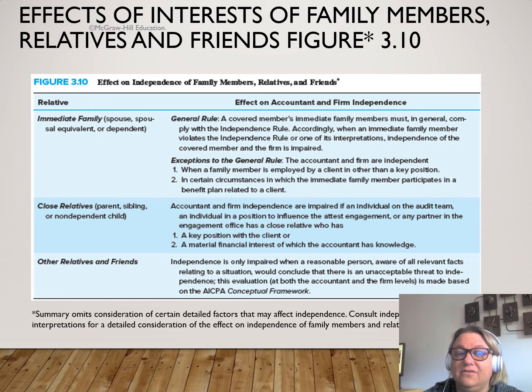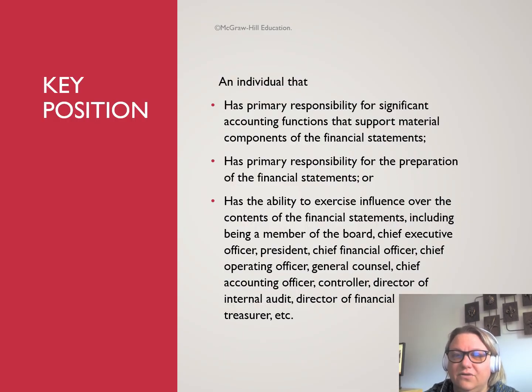The other thing is independence, again, is only impaired when a reasonable person aware of all the facts would conclude that this is an unacceptable threat with other relatives and friends. So it's only if your best friend owns 50% of Facebook and you're on a Facebook audit and it's clear that you all spend a ton of time together, then a reasonable person may say, oh, well, they're best friends. This all comes into how you testify at litigation, and I promise you those tough lawyers are probably going to find every single thing they can if the CPA is being sued, and they've got some really good lawyers, so they'll be looking at your friendships and this sort of thing.